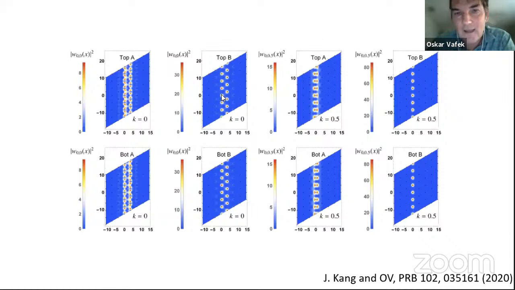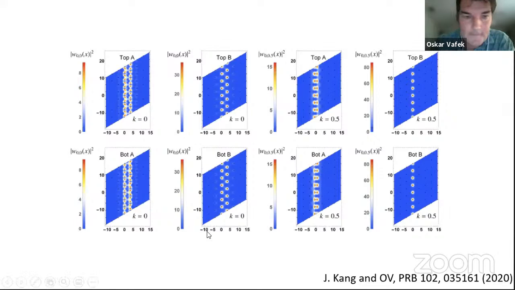Now, as we change the momentum, so now we go from zero to 0.5, you see that the distribution is still peaked on the A sublattice, but the expectation value of position, which would be somewhere in the middle here in this left picture, moves to the left here. So when we say that the Wilson loop winds, we're really only saying something about the mean of the distribution, but the distributions themselves are rather complicated, okay, and structured.